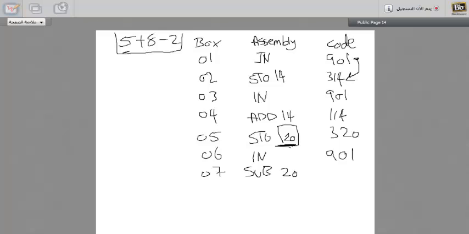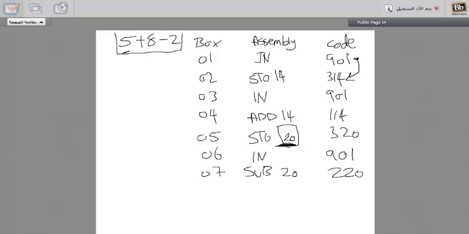So not 20, I mean, sorry, I mean the location 20, whatever the value, the value is 13. The value is 13 inside address 20. So you're going to have to sub 20, which means that you're going to bring whatever is in location 20, and subtract the input from it. So we have 220. We have 220, that's right.